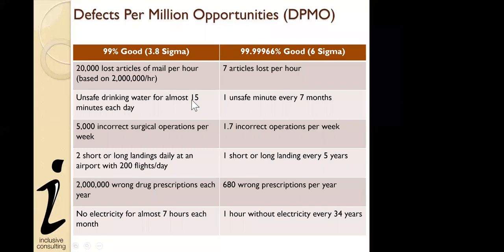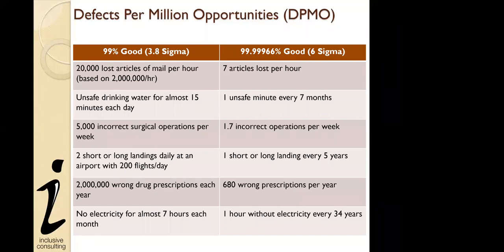For 15 minutes of unsafe drinking water per day, the Six Sigma level would mean 1 unsafe minute every 7 months. So instead of having 15 minutes in one day only, you will have 1 minute every 7 months. That is the drastic difference just by adding that 0.9997% of accuracy.